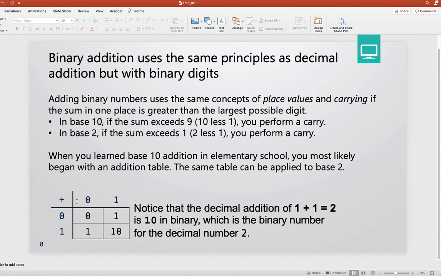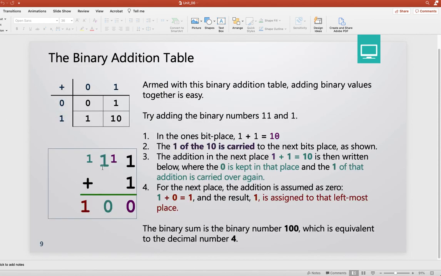So here is an example. Like if we want to add 1 to 1 in the binary number system. In the 1-bit place, 1 plus 1 equals 10. Actually 1 plus 1 means 2, but 2 exceeds 1, right? So you need to perform a carry. Which means you leave the 0 here, and this 1 is a carry. So the 1 of the 10 is carried to the next bit place, as shown here.